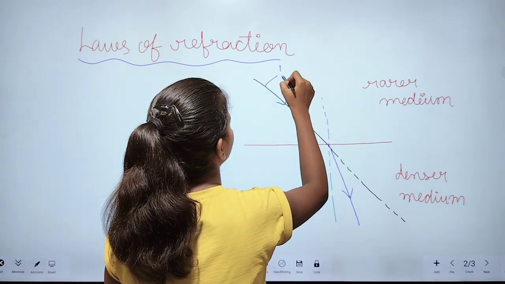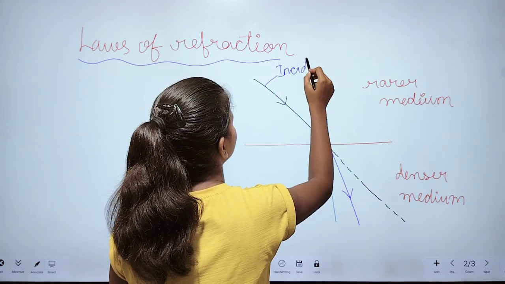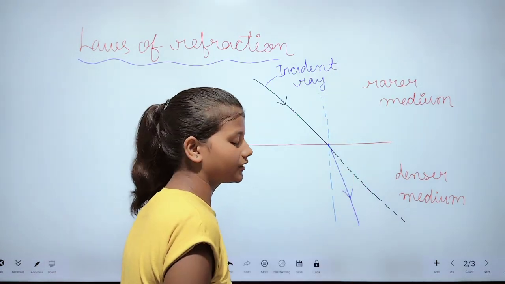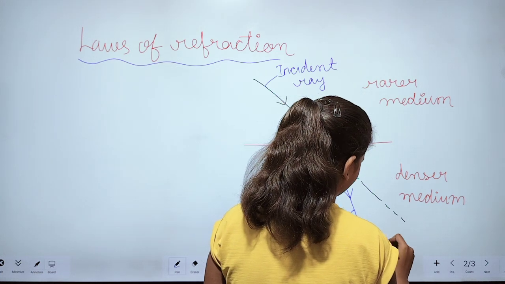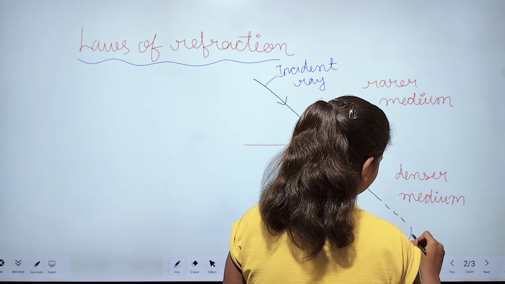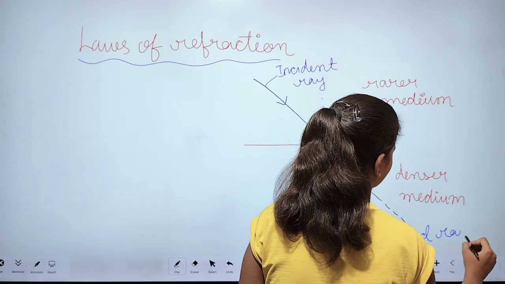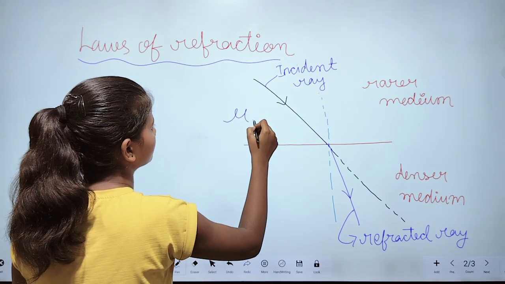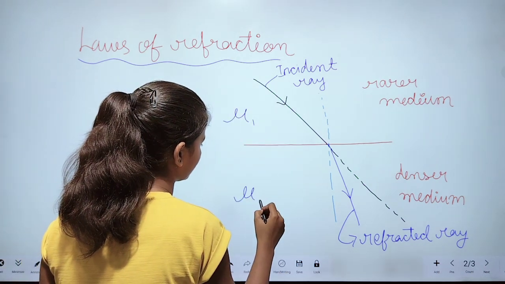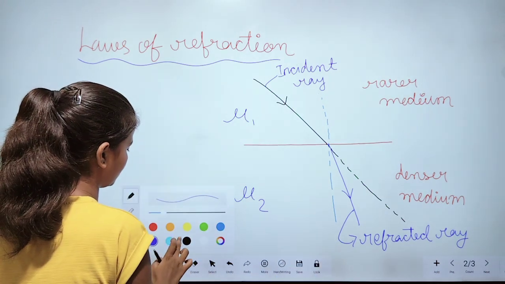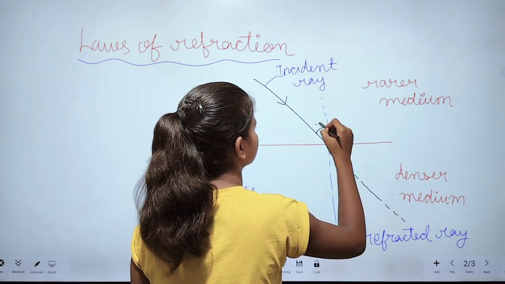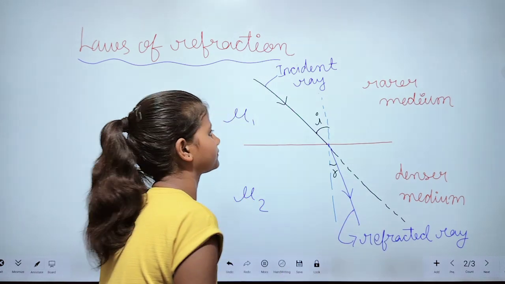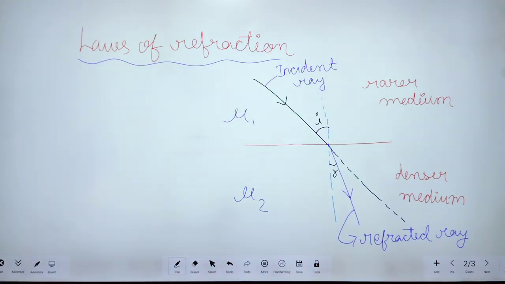This one is our incident ray. This one is the refracted ray. This one is the refractive index, that is mu1 and mu2. And this one is the angle of incidence, and this one is the angle of refraction.